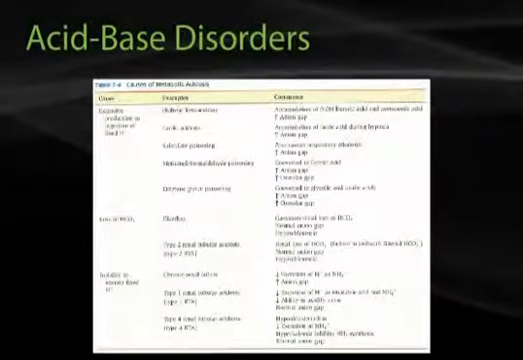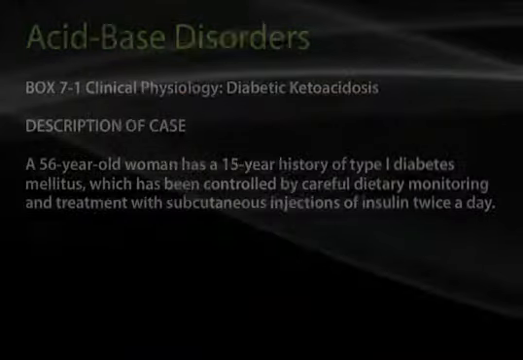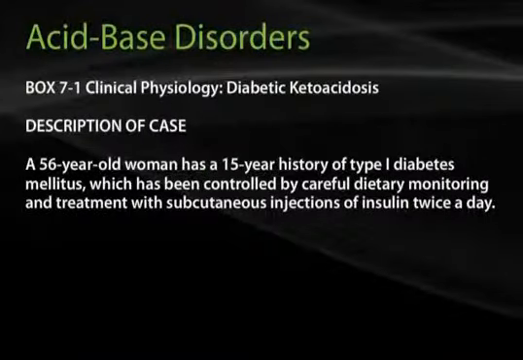Once again, Table 7-4, causes of metabolic acidosis. Let's walk through a case. Clinical physiology of diabetic ketoacidosis. This is given on page 317 of the text.